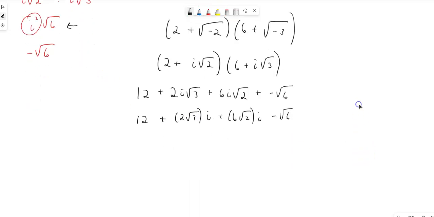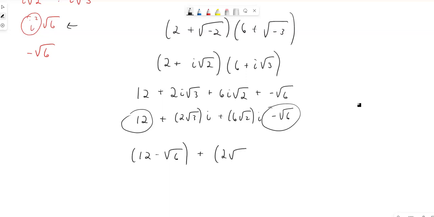So I want to group the real parts and the non-real parts. So here's my real parts. So 12 minus the square root of 6, that's my real part. What's the complex part? 2 square root of 3 plus 6 square root of 2, i. So this is in the form of a plus bi. It's just that the a's and the b's look kind of funny. 12 minus the square root of 6 for one of them. 2 radical 3 plus 6 radical 2 for the other one.